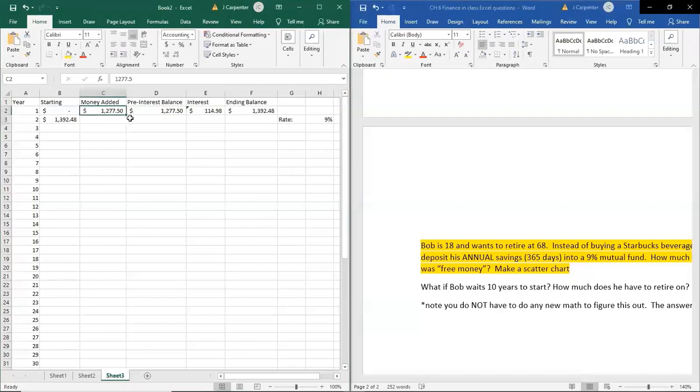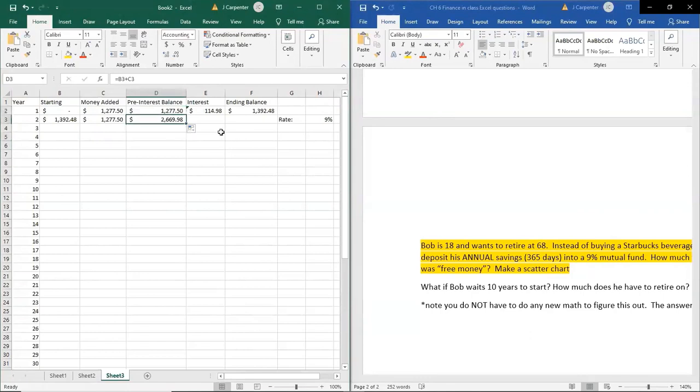Now, if I drag and drop this, if I fill it like that, it doesn't increment it by one. Sometimes it might, depending on how you're doing things. So just be careful. If you're dragging these and it does increment it by one, just go back and change it. The pre-interest balance is the sum of what we had at the beginning plus what we added. That's a formula we can just drag down.